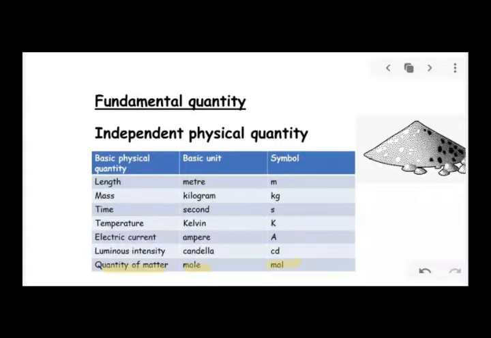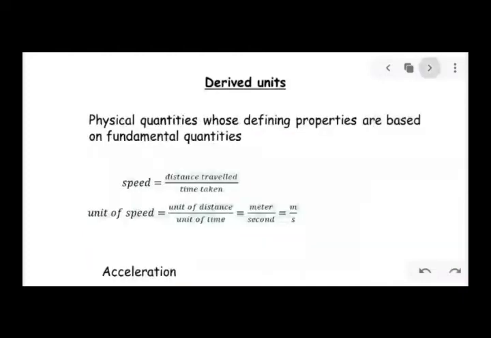Fine. After this, we will discuss derived units. So what are derived units? Derived units are those quantities which depend upon the fundamental quantities. Let us take for example speed. Speed is written as distance traveled by time taken. We know distance traveled is a unit of distance, measured in meter. Similarly, time taken is a unit of time, measured in seconds. So I can write the unit of speed as meter per second.